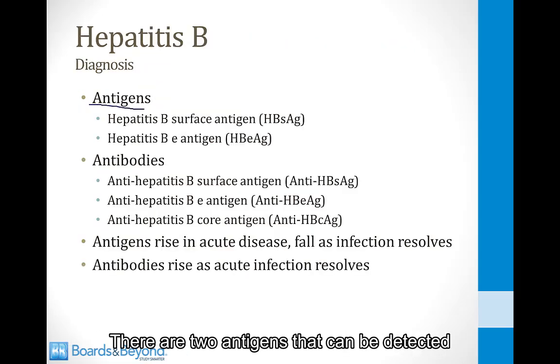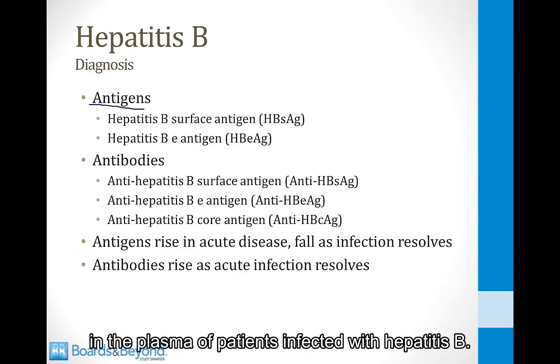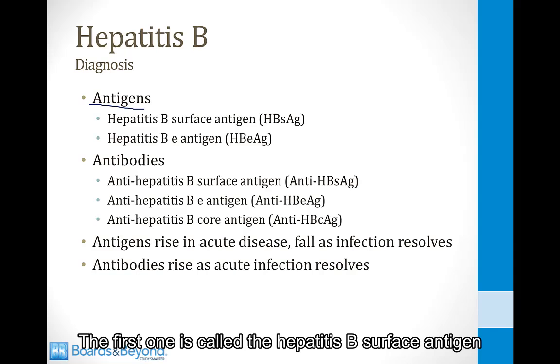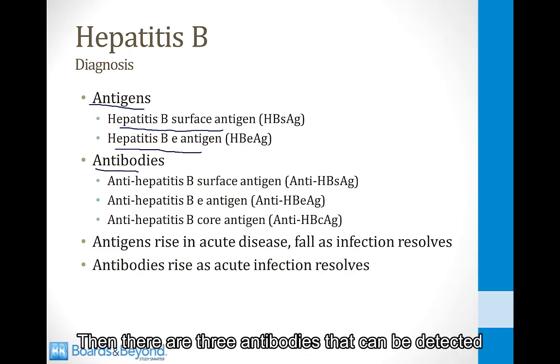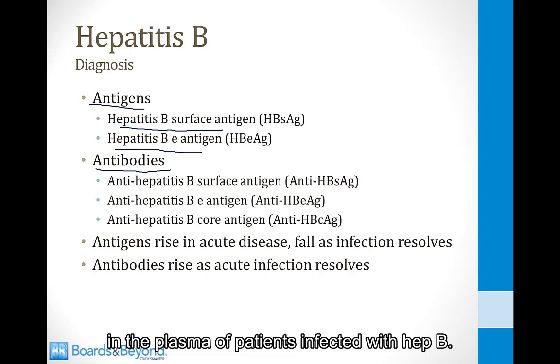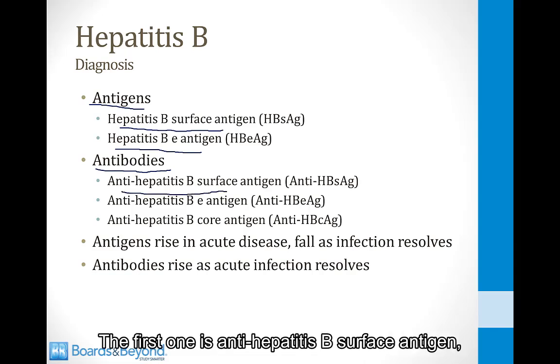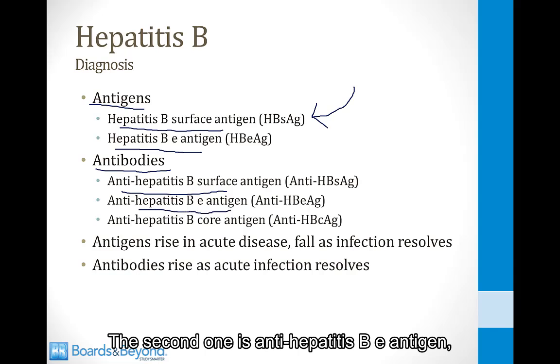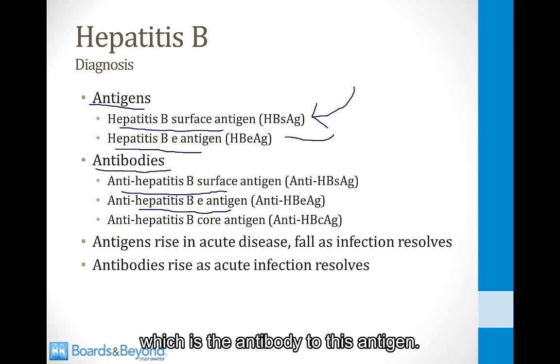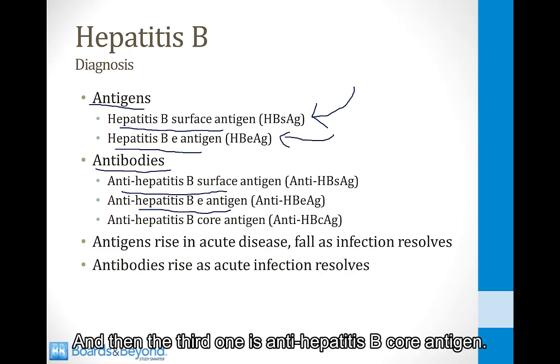There are two antigens that can be detected in the plasma of patients infected with hepatitis B. The first one is called the hepatitis B surface antigen, and the second one is called the hepatitis B E antigen. Then there are three antibodies that can be detected in the plasma of patients infected with Hep B. The first one is anti-hepatitis B surface antigen, which is the antibody to this antigen. The second one is anti-hepatitis B E antigen, which is the antibody to this antigen. And then the third one is anti-hepatitis B core antigen.